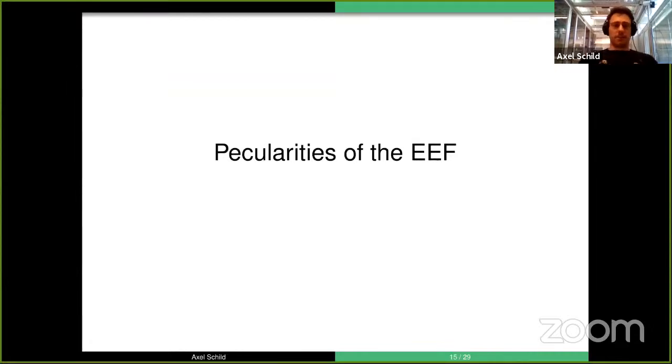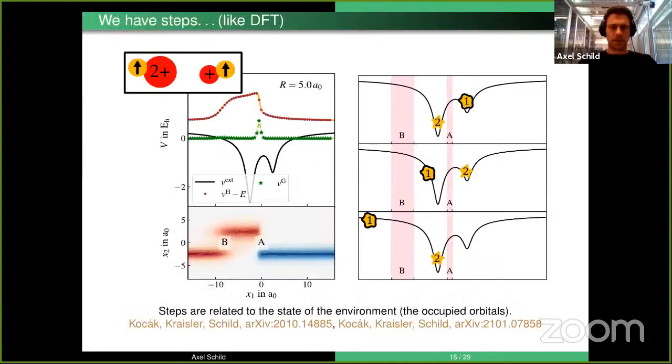Now there are some peculiarities of the exact electron factorization that I want to show you, and that you will also see later when I show you this exact one electron potential for the many electron problem. The first peculiarity is that our potential can have steps. This is known from density functional theory and also from time-dependent density functional theory. They also have steps, very closely related to ours. And these kinds of steps are somehow relevant for ionization.